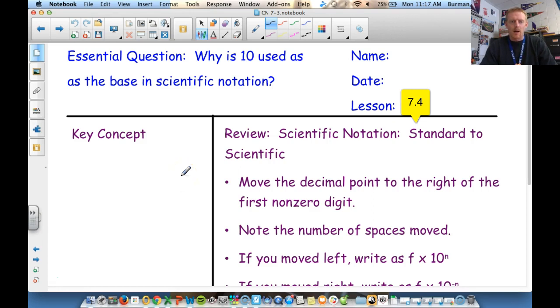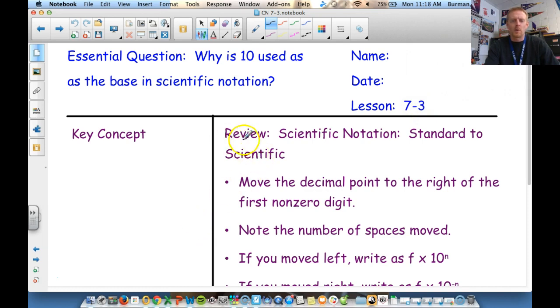Hey, ladies and gentlemen, we're talking 7-3 today. 7-3 is scientific notation, but this isn't just your normal pre-algebra 7-3 of scientific notation. This is algebra scientific notation. All right, so the same rules apply that applied in years past for you.